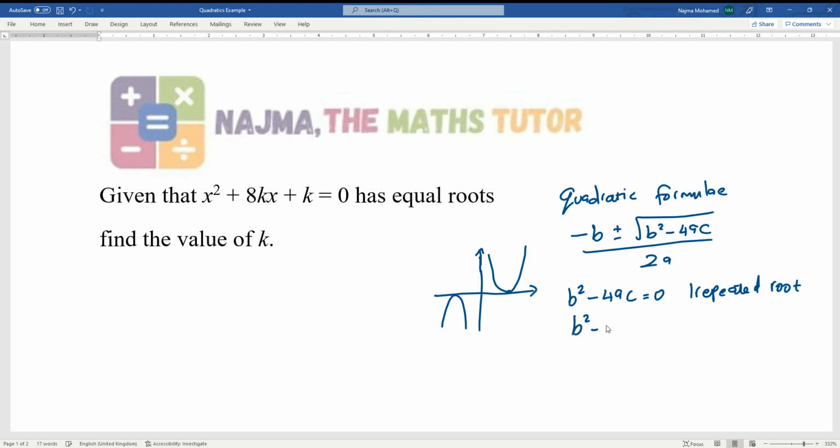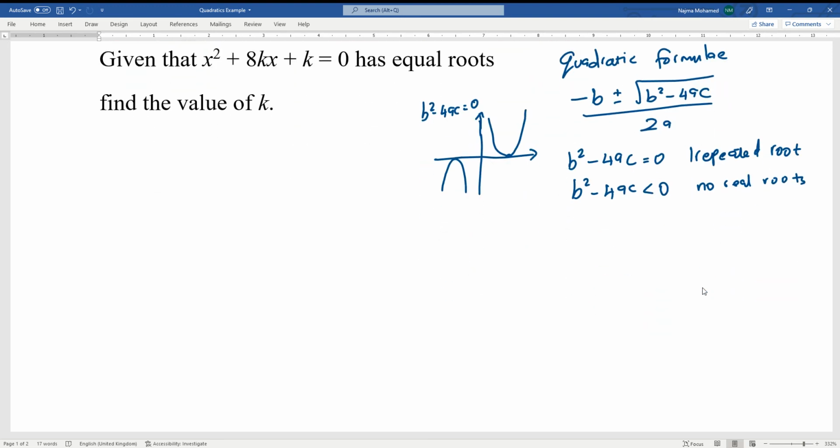If b squared minus 4ac is less than 0, then you have no real roots. The graph would be like this, so it won't be touching the x-axis at all. It has no real roots. And then you have the third one, which is b squared minus 4ac greater than 0. So this has two real roots.